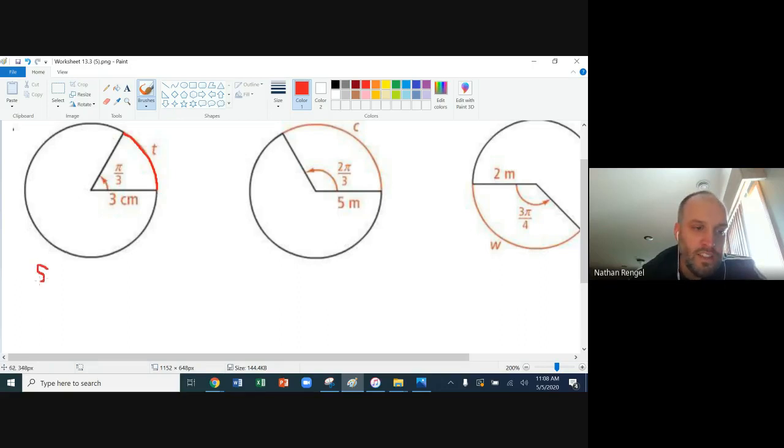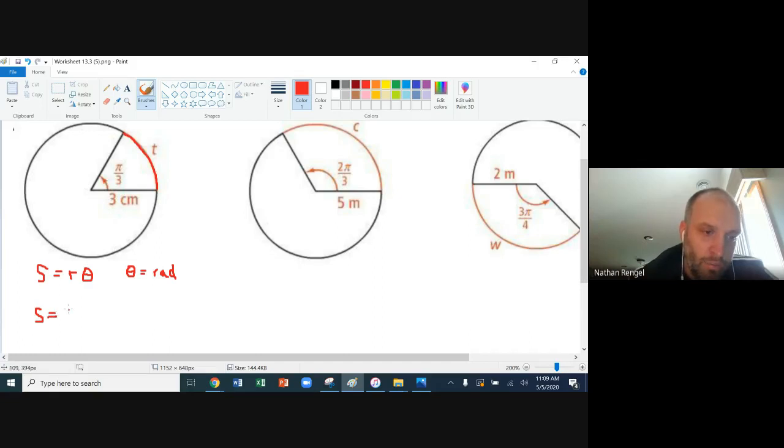It's called S equals R theta. And theta has to be in radians. It doesn't work for degrees because theta has to represent the fraction of that 2 pi. And here we're representing pi over 3 of that 2 pi. So S is your arc length.